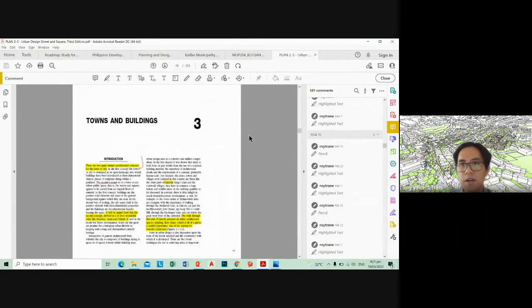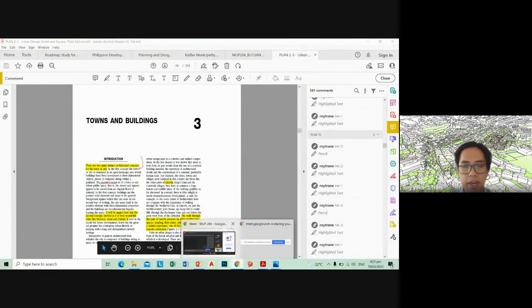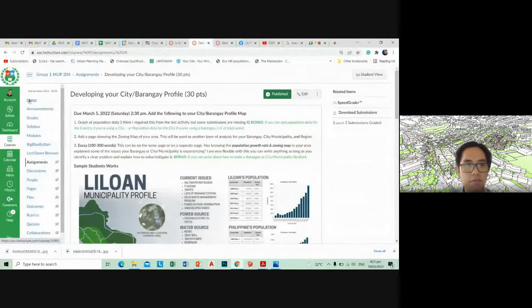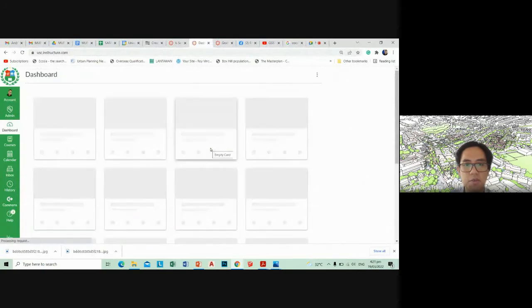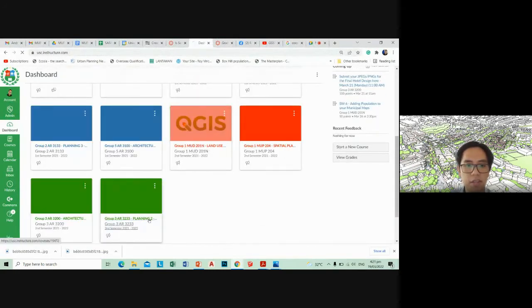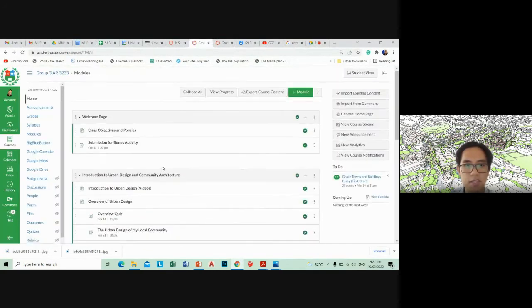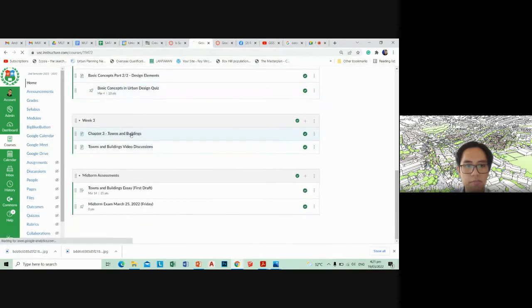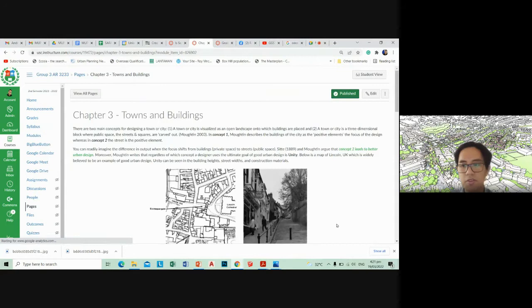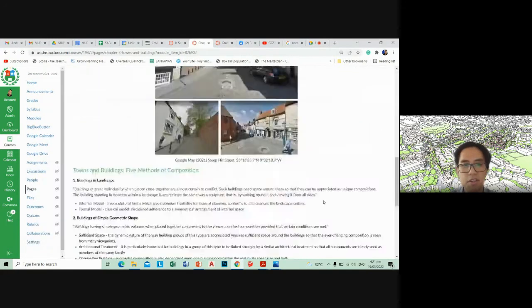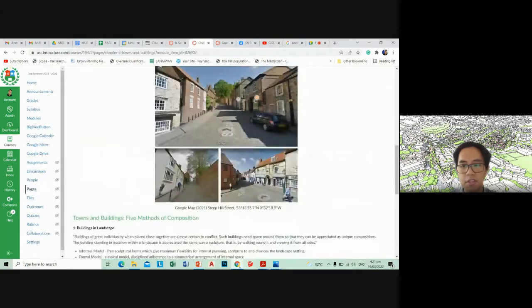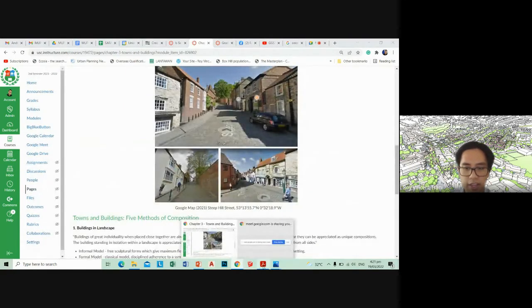So let me just open up a different module over here that more fits the situation for Butuan. It's in my urban design class. Let's go to towns and buildings. So this is the summarized version of that book. So what this book says, written by Moughtin in 2003, originally printed in the 1990s, I think.